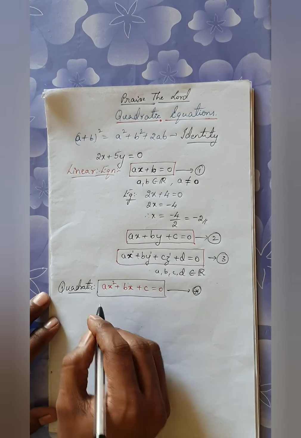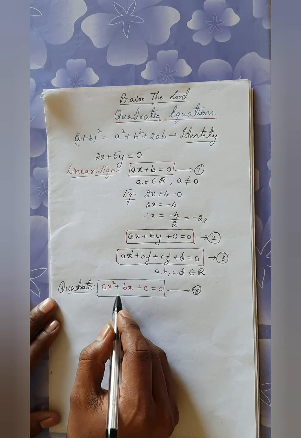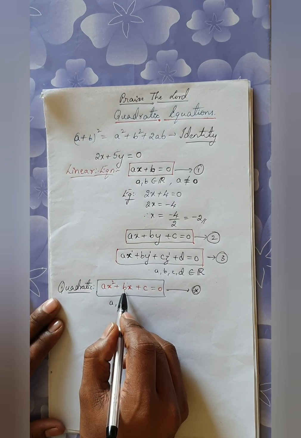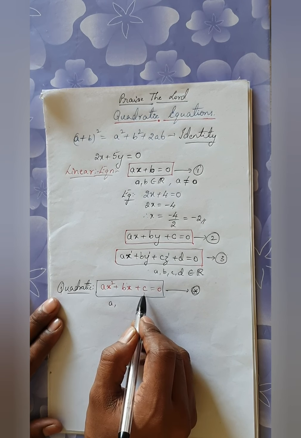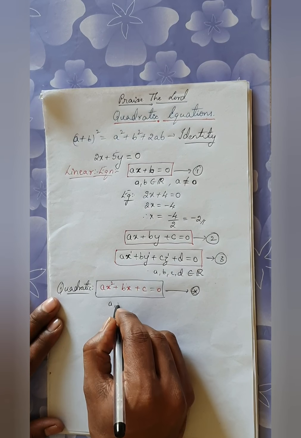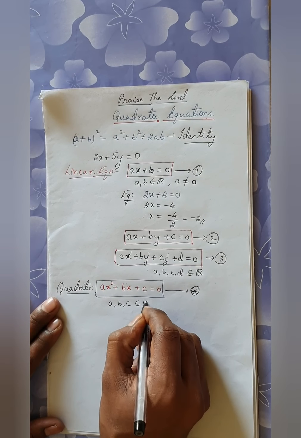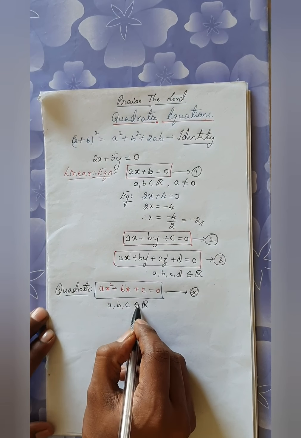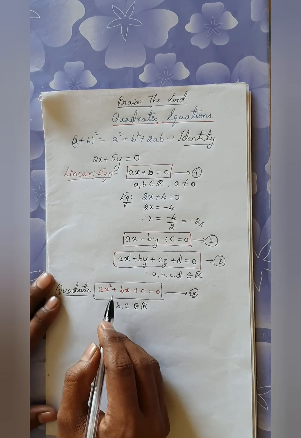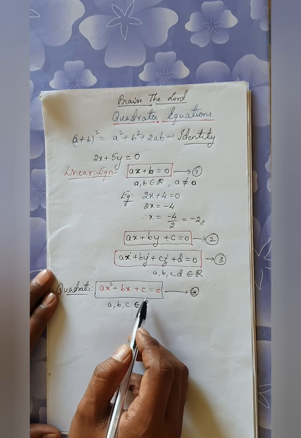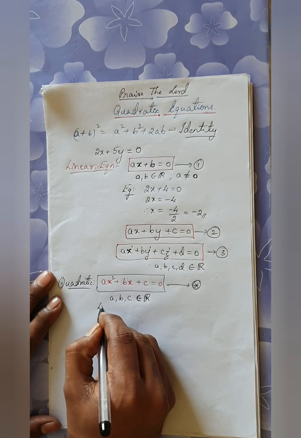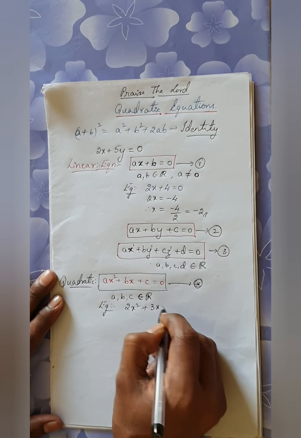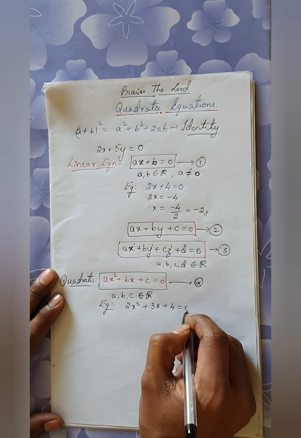Here remember, the unknown variable is x. x is the variable, and a is the coefficient of x square, b is the coefficient of x, and c is the constant term, which means it is independent of x. So a, b and c are all real numbers. This is the symbol for real numbers, and this means belongs to. For example, 2x square plus 3x plus 4 is equal to 0.